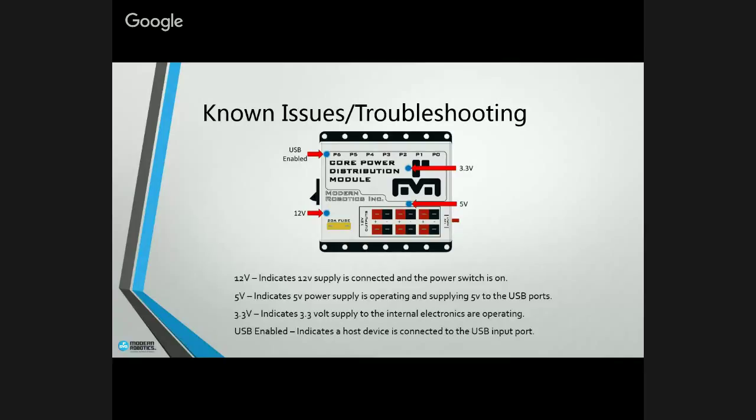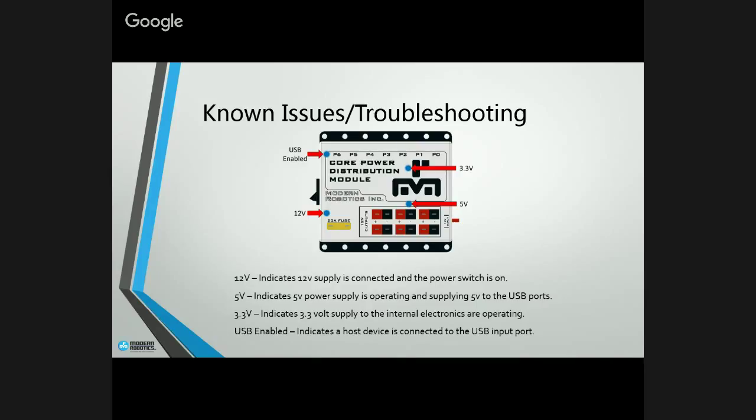The first LED should be the 12-volt LED. That indicates that you have 12 volts going to the system. The 5-volt LED just points out that the 5-volt circuit is on and working, and the 3.3-volt LED does the same. It points out that the 3.3-volt circuit is on and working. If all 3 of those come on, then you can proceed to the next step, which is plugging in the phone. When you plug in the phone or computer, that 4th LED, the USB enabled, turns on.